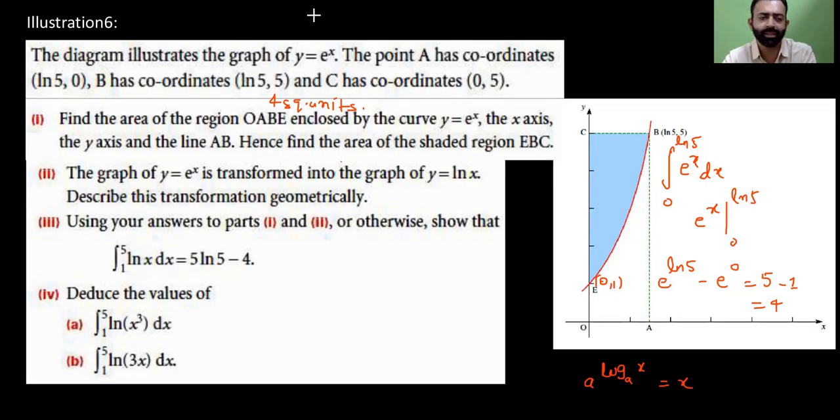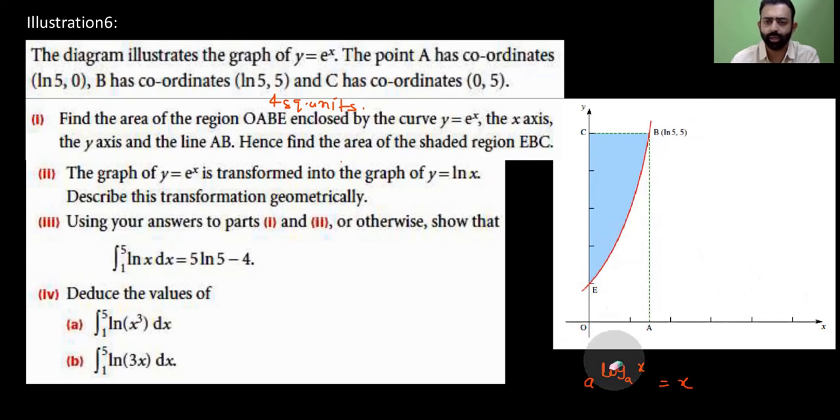Now the second part says the graph of y equals e raised to power x is transformed into the graph of y equals ln x. Let me remove these. Okay. So it says that graph is transformed into the graph of y equals ln x. Describe this transformation geometrically.